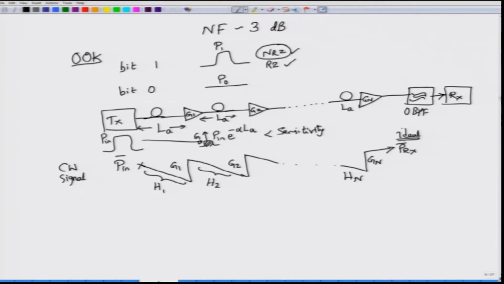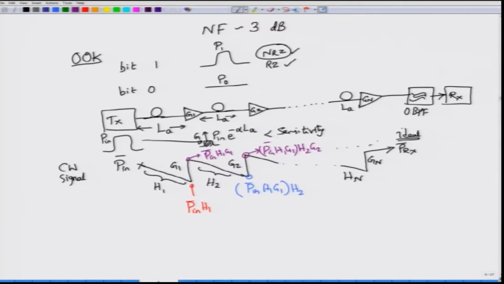So the mean received power can be obtained by looking at the loss and the gain and then multiplying each of these components, because the power at this point is simply given by P in bar H1, while the power at this point is given by P in bar H1 G1, correct, and the power here is given by P in bar H1 G1, which is the power from the previous stage, times the loss factor H2, and finally the power here will be given by the power at this stage, which is P in bar H1 G1 H2, and then pulled up by the gain G2, okay.